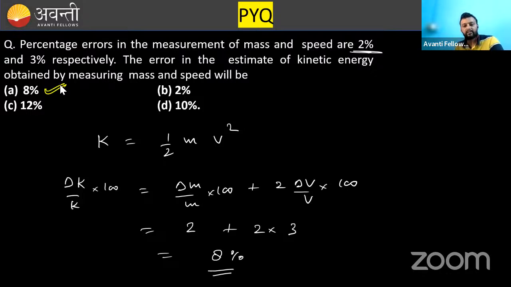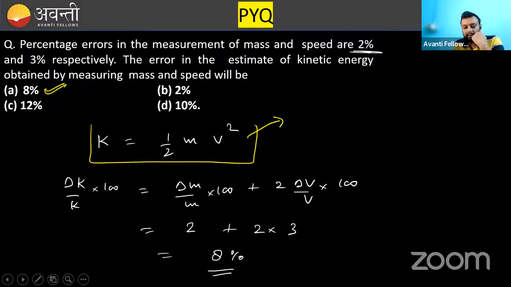Okay, listen again. Chichuni, listen to me. This is the relation of kinetic energy. Now, if I ask what will be the total error, you can write it as delta K by K. This is the error in the measurement of kinetic energy. It is directly proportional to m and directly proportional to v square. So the term m has no power.